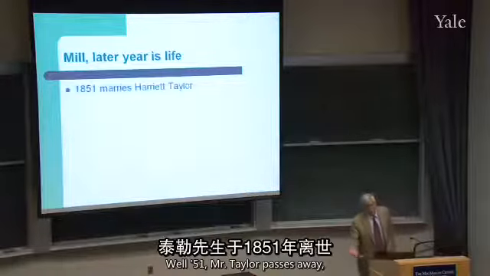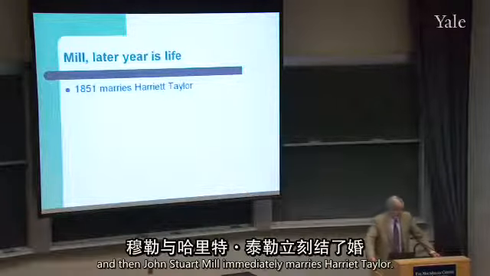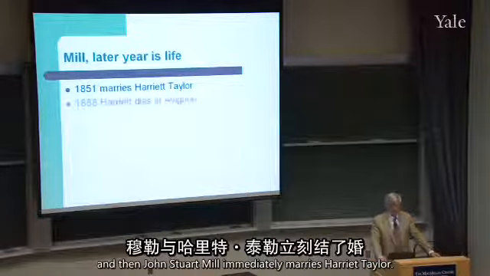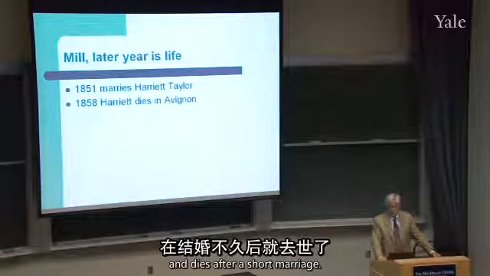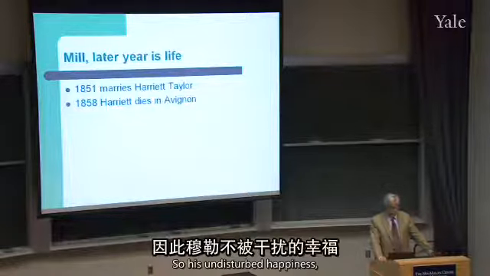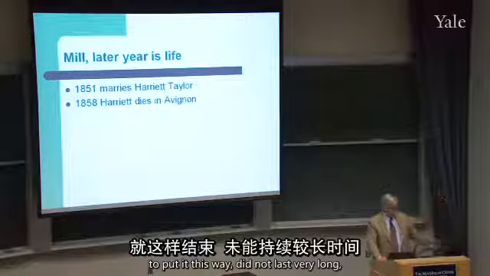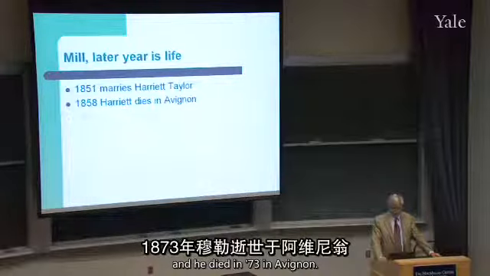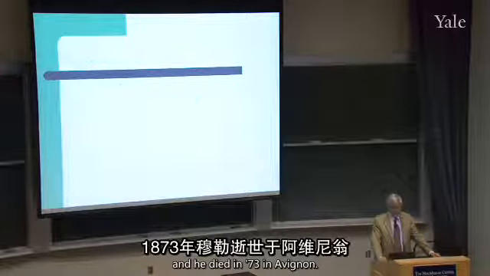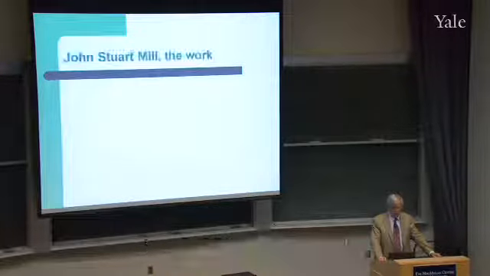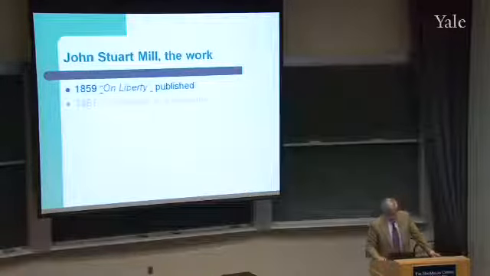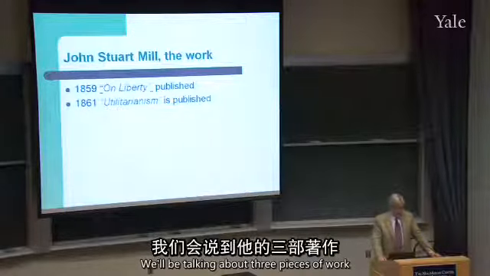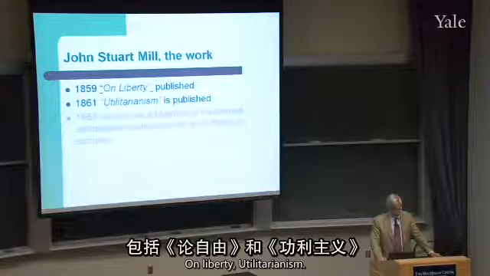Well, in 51, Mr. Taylor passes away, and then John Stuart Mill immediately marries Harriet Taylor, but unfortunately she has a very short life and dies after a short marriage. So his undisturbed happiness, to put it this way, did not last very long. And he died in 73 in Avignon. Now about the work, briefly, we'll be talking about three pieces of work: on liberty, utilitarianism.